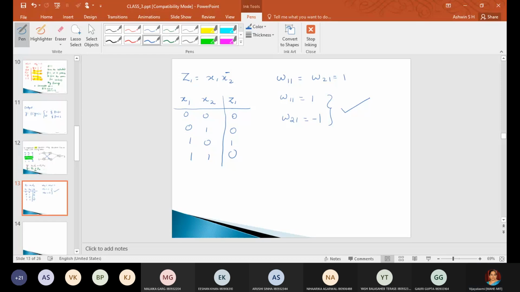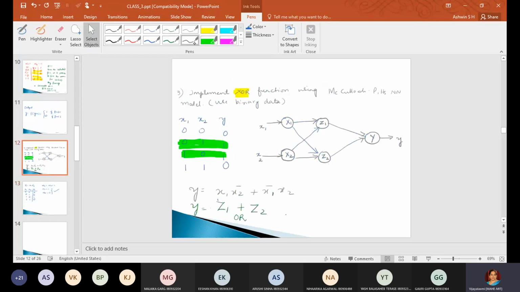Okay. So why w11 and w21? Because it is for the model z1. For z1, we have the inputs w11, which is coming from input 1, and w21, which is coming from the second input. So this is w11, this is w12, this is w21, this is w22. Now this is the first step.